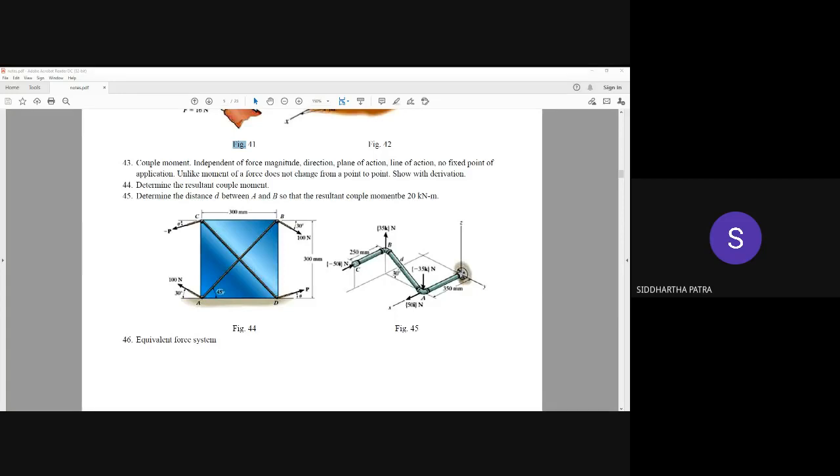So I think you can easily solve this problem, but you just need to make yourselves comfortable with three-dimensional problems, and there would be a lot of them going forward. You would be solving 3D equilibrium problems, and even in 2D there would be complicated problems. Even in equivalent force systems you will be solving a lot of 3D problems.